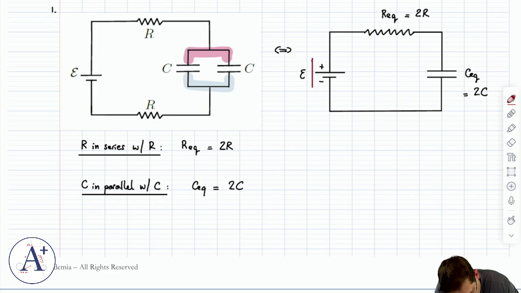So epsilon is the voltage across the battery, and the current is going to flow like this. It's going to accumulate charge on the top plate.